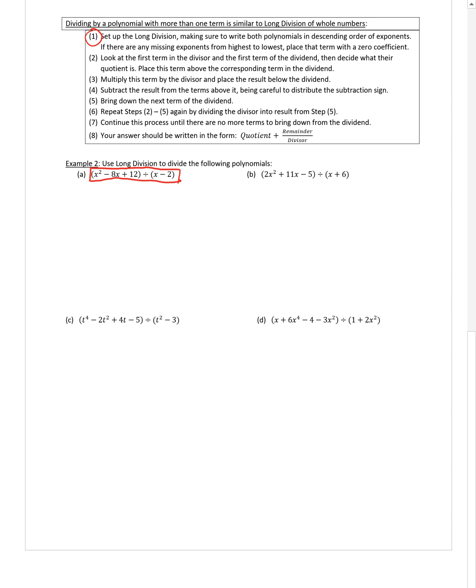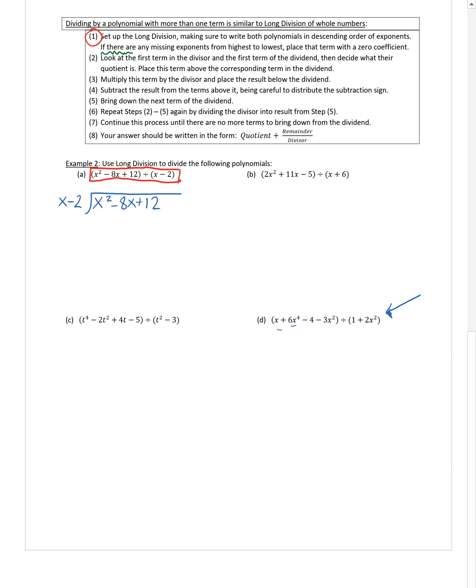So notice in the example we're given both polynomials, the x minus 2, that's in descending order of exponents, so we're pretty good there, as well as the dividend x squared minus 8x plus 12. They're both already in the right order, so I don't have to worry about that. But you may notice in part D, the terms are not in the right order. You have x and then 6x to the 4th. So that'll be a problem later, but for now we don't have to worry about that.